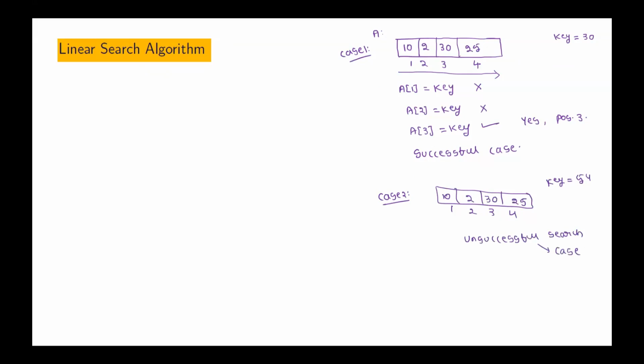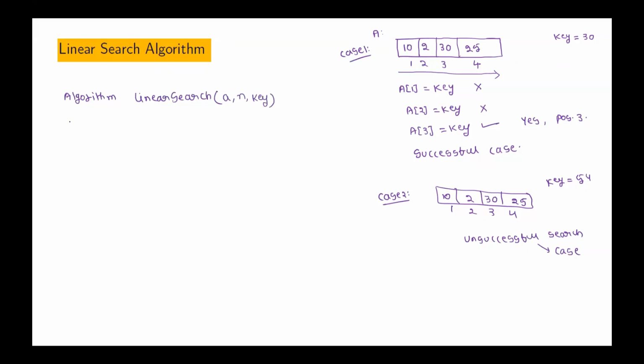Is that okay? Now, how to write the algorithm for this? Let us call this algorithm linear search. Name of the algorithm: linear search. What should be given as input? The array should be given. Whether we take the number of elements or not doesn't matter. Next, what else should be given? The key should be given as input.